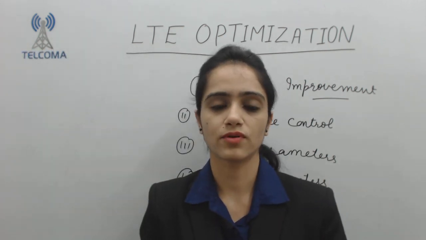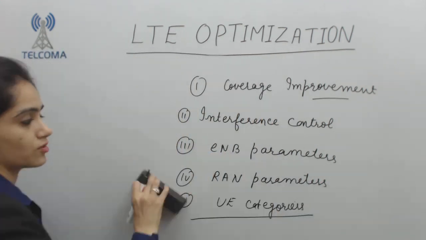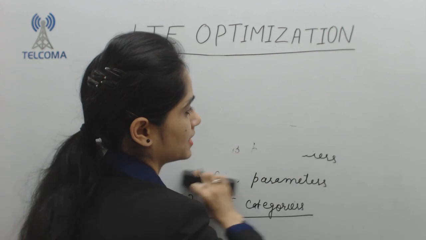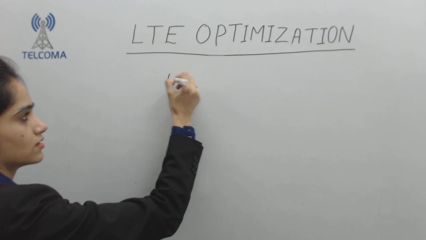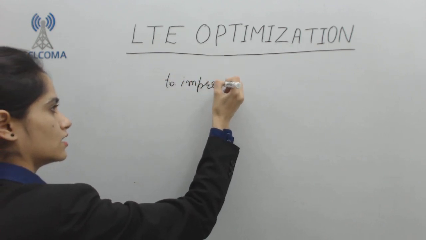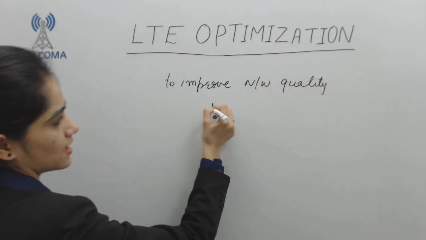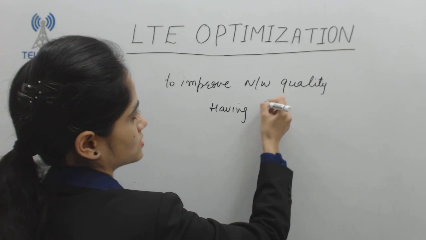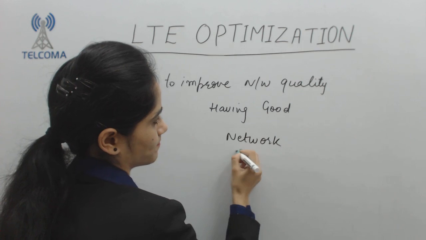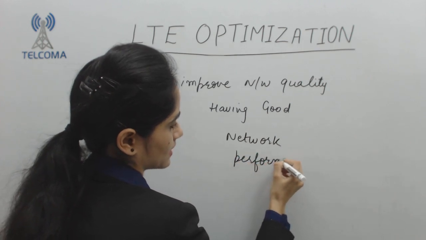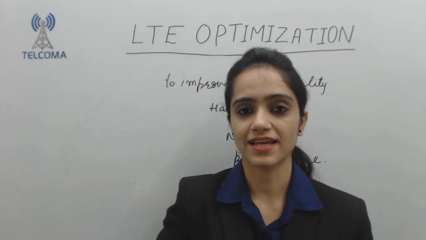So optimization will cover all the network performance issues and how to improve the network quality. The main aim of optimization is to improve network quality and thus have good network performance. So this is about the optimization. Thank you so much.